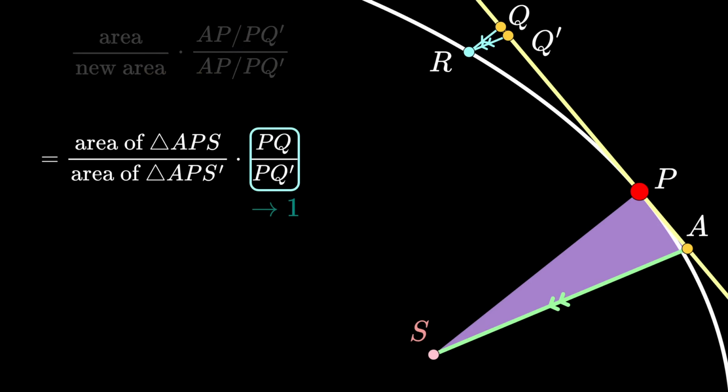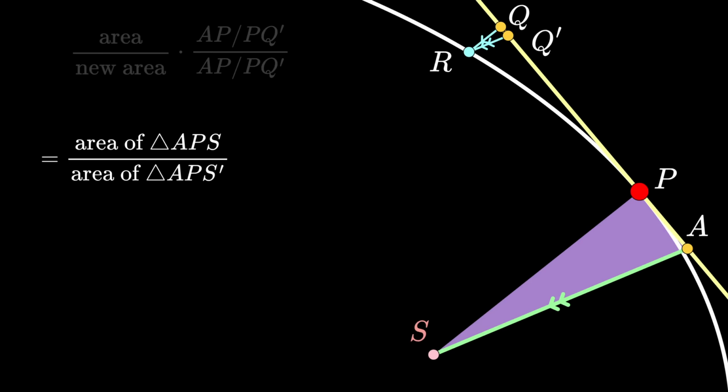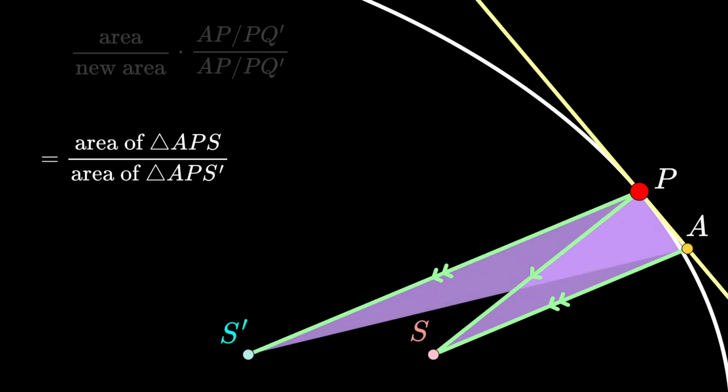Luckily, this ratio actually tends to 1 as we take the limit of delta t to 0. You can make the argument more rigorous, but essentially, PQ and PQ' are of order delta t, but their difference, QQ', is of higher order, delta t squared, which makes the ratio tend to 1. So we can ignore this ratio, and the answer is yet another area ratio. The advantage is that we have now completely removed the dependence on R, and there are no limits involved now.